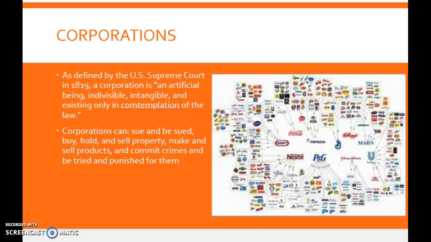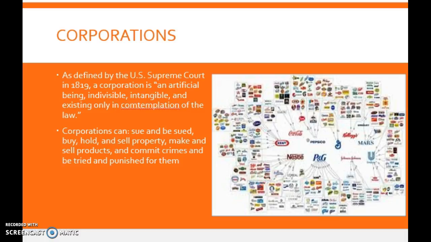We will now discuss corporations. Corporations are only 20% of all U.S. businesses, but account for over 85% of all sales revenue. The largest corporation is Walmart. Walmart has over $408 billion in annual revenue.